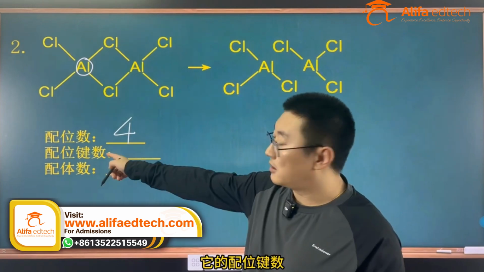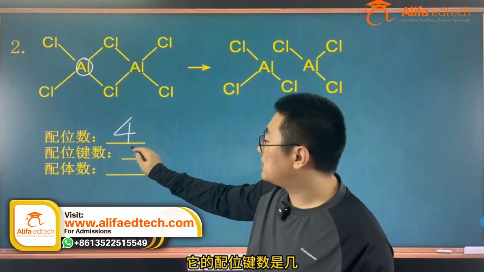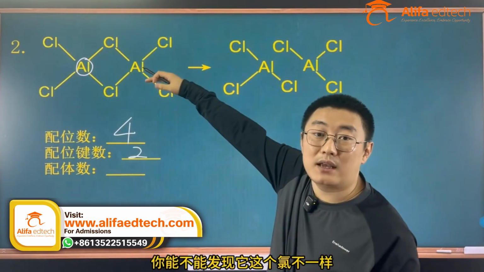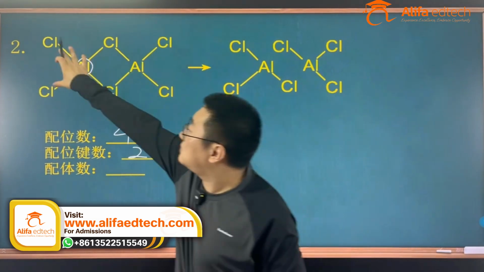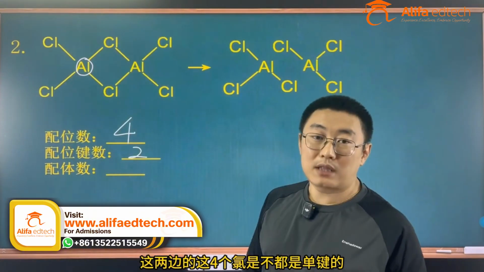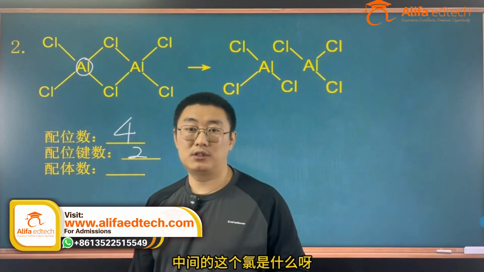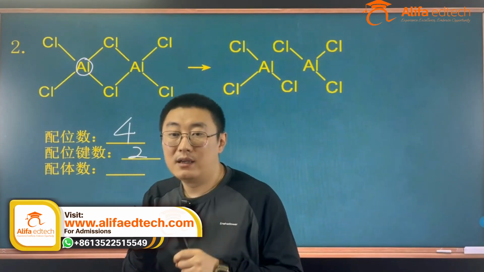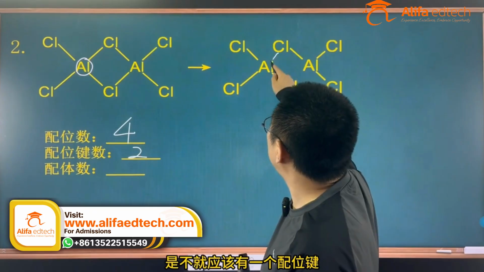What's important here? What about its coordination bonds? How many coordination bonds does it have? 12. Why? Look at this diagram. Notice the chlorine atoms aren't all the same. These 4 chlorines on the sides are single bonds, but what about the chlorine in the middle? It connects to 2 separate bonds. These 2 bonds, see, should count as one coordination bond.